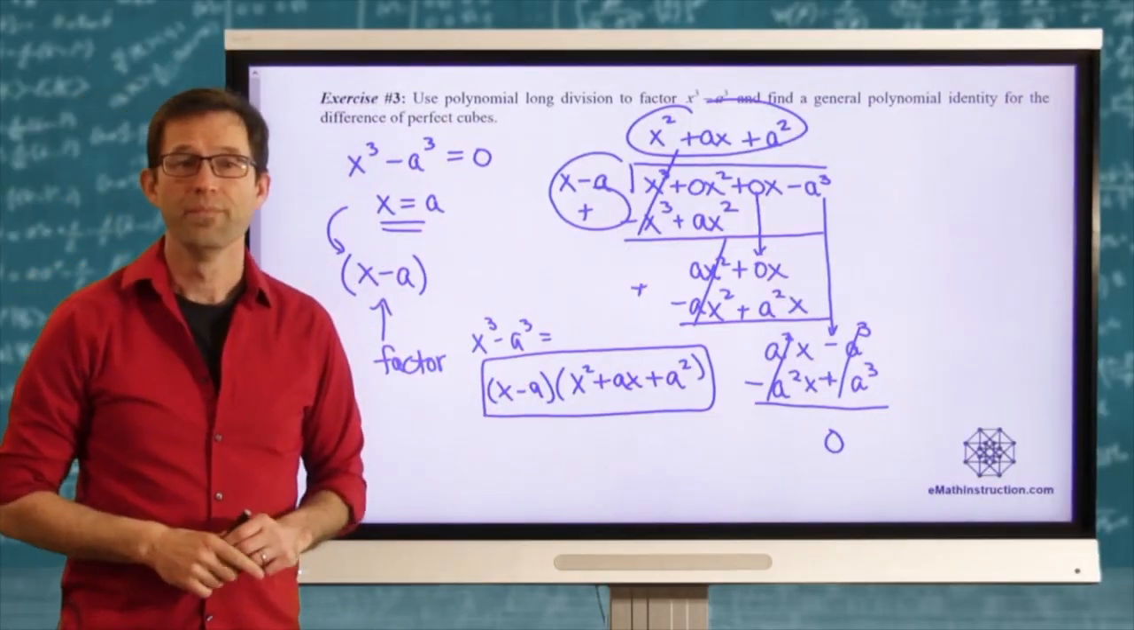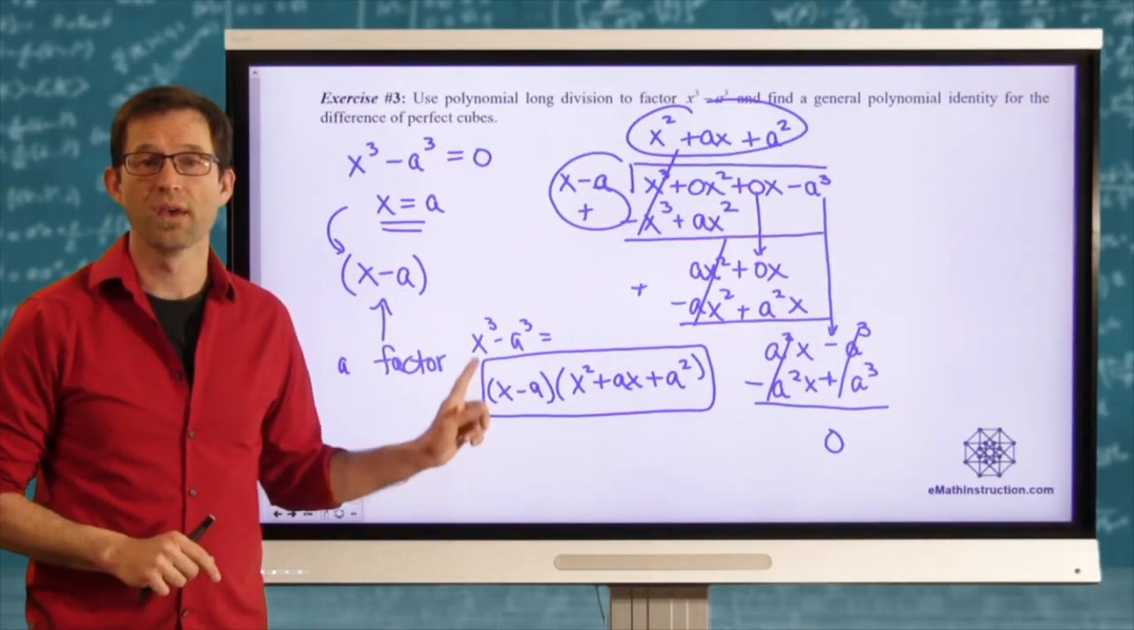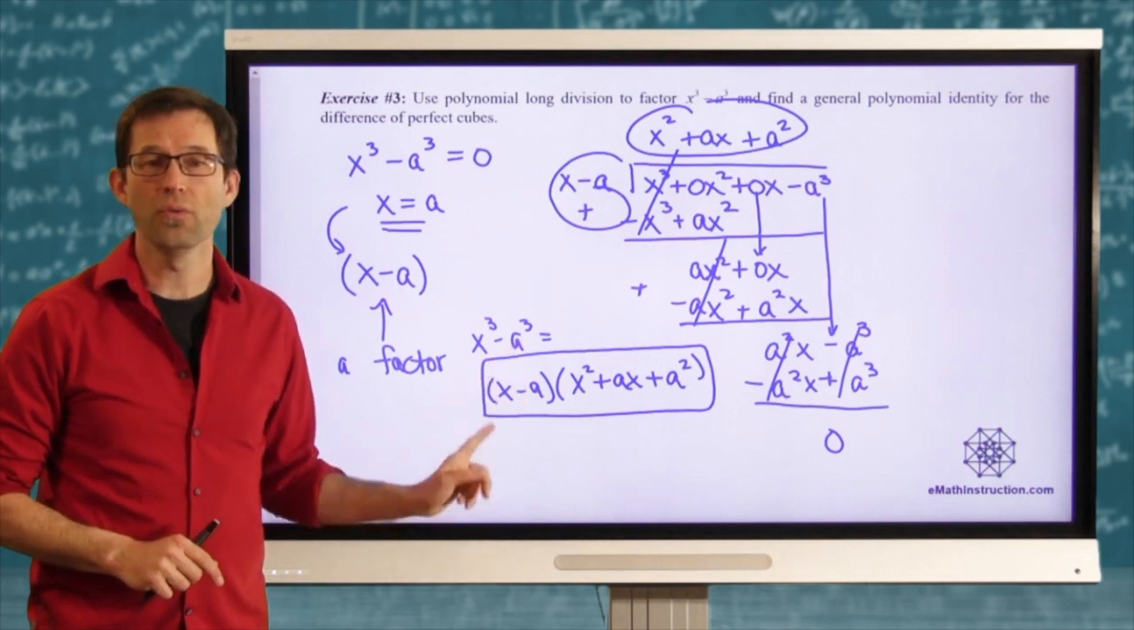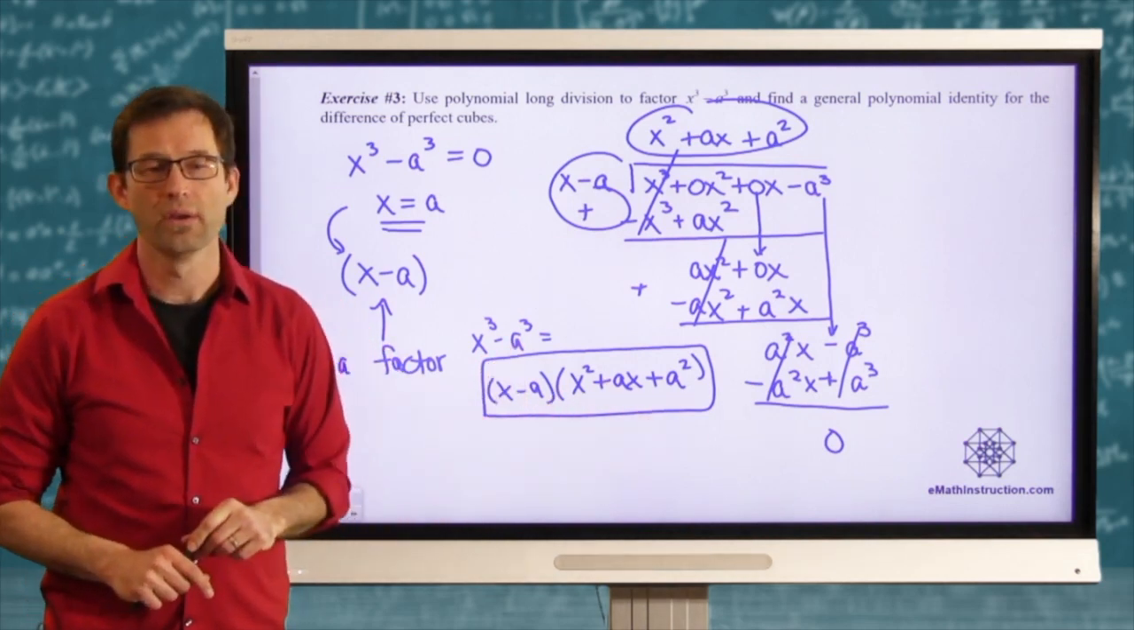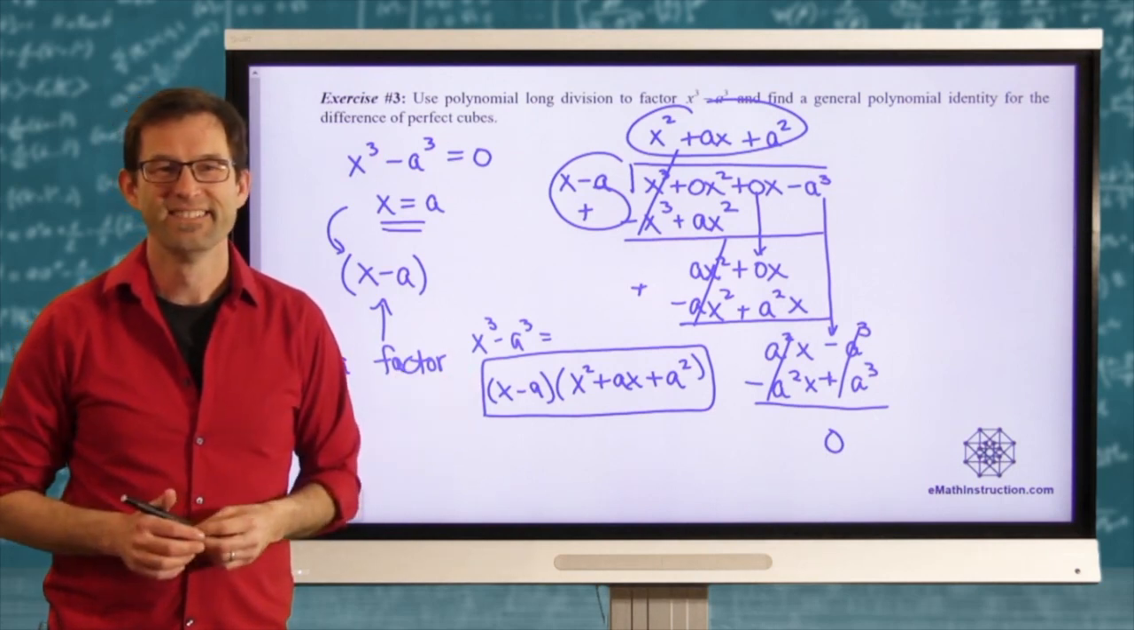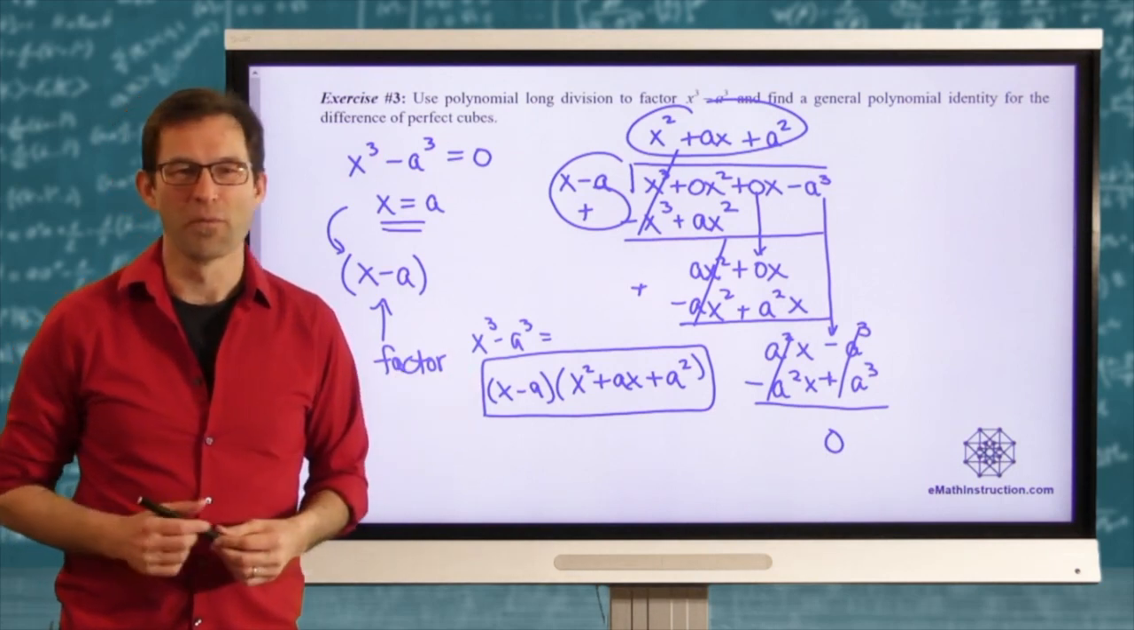And that's it. The difference of perfect cubes. X cubed minus a cubed is x minus a times x squared plus ax plus a squared. Yay! Let's take a look at the sum of perfect cubes.